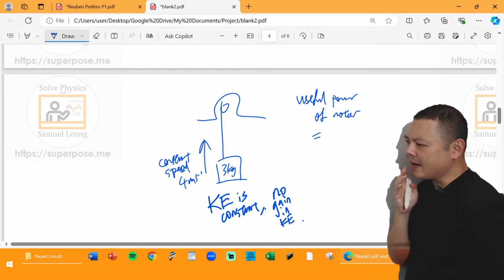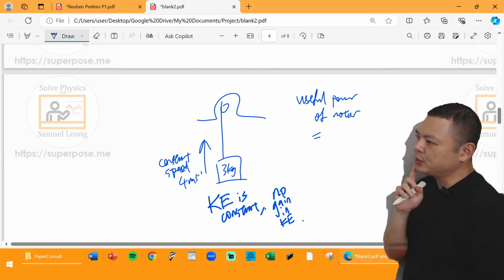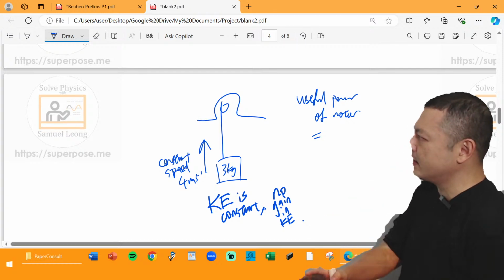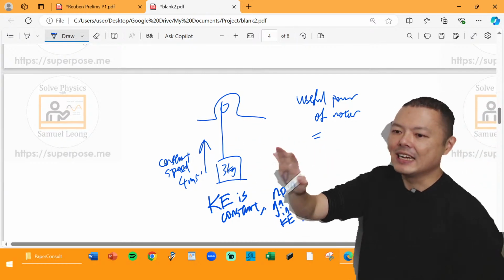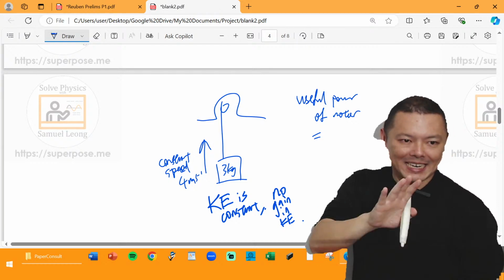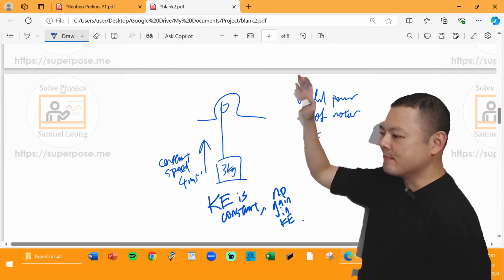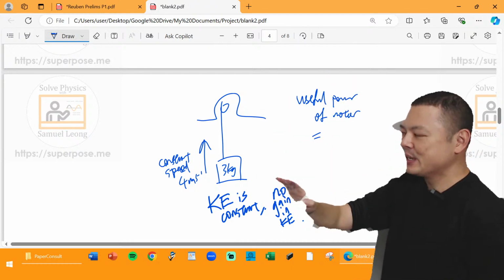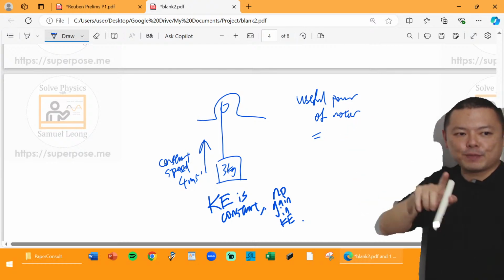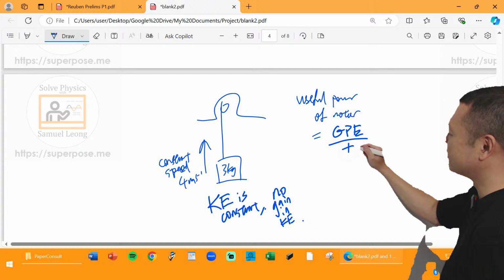What does that mean? It means that you do not think for a moment that the motor is helping the mass gain KE. It has already helped it gain KE. This is the part where it's moving at constant speed. So the motor's useful power is not to increase KE, so you cannot put KE. The useful power of the motor is only the GPE divided by the time.